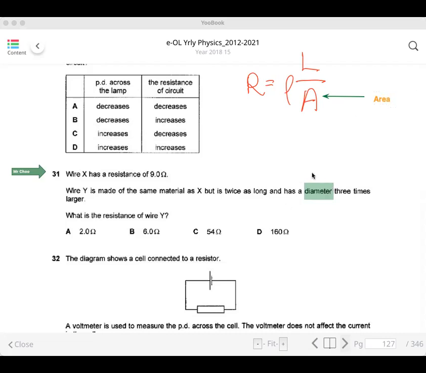The question mentions the diameter that is 3 times larger. So what happens to your area? Your diameter is 3 times larger, so how about your area? Your area is how many times bigger now? That's the clue, and this is why most of you got it wrong. Oscar, well done.